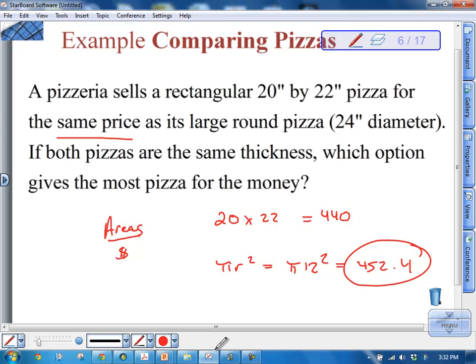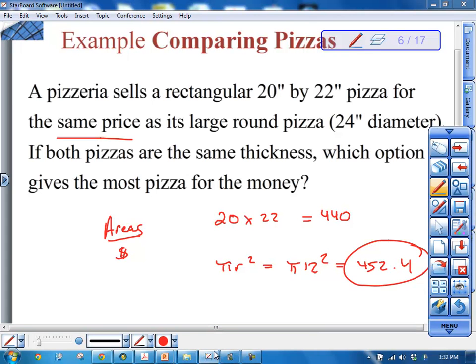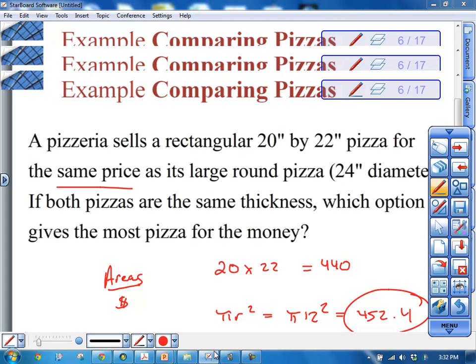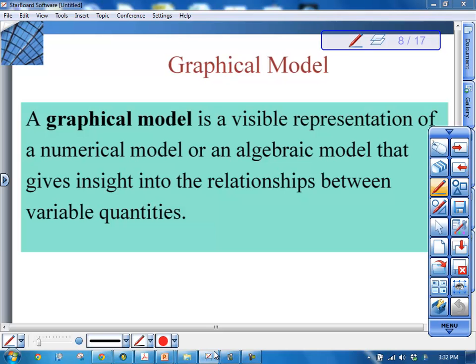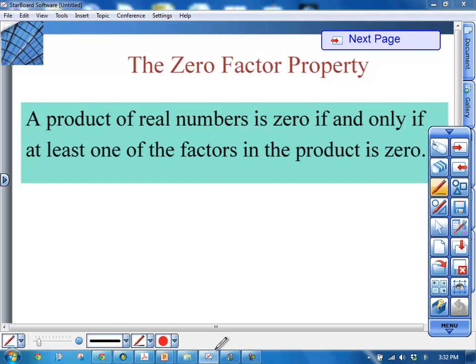This is an example of a numerical model. We did a numerical model to determine what the better deal is for buying a pizza. Stuff you've done in the past. Okay, let's look at a graph model then. It's just a visual representation of a numerical model or an algebraic model that gives insight into the relationship between the variables that are involved. Okay, we'll look at some examples of that in a second.